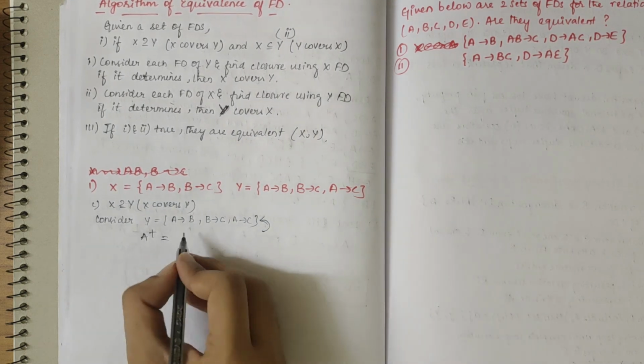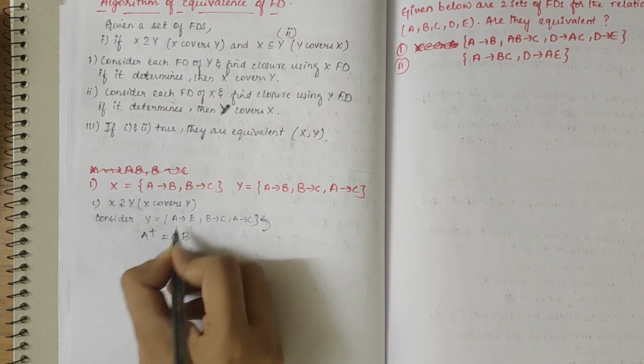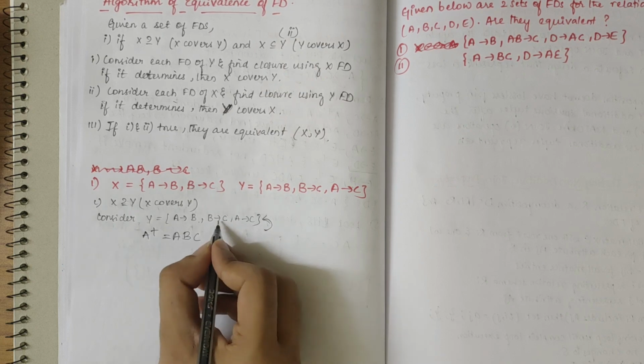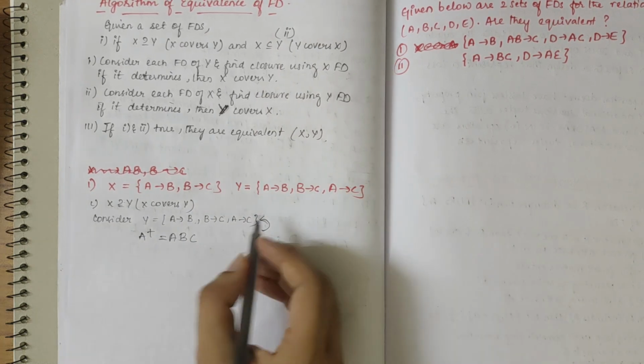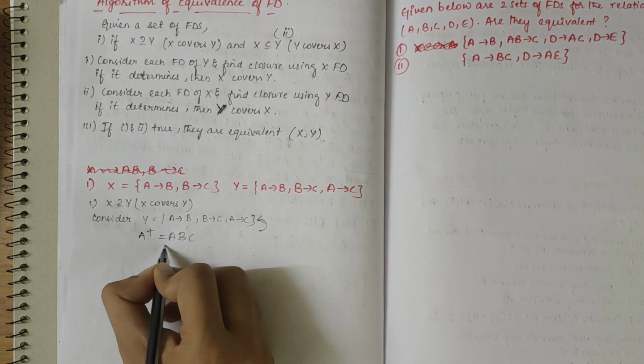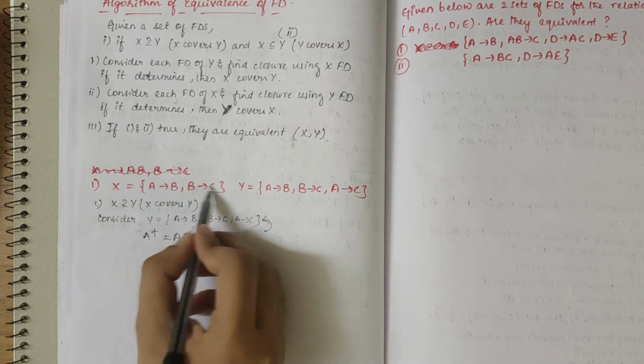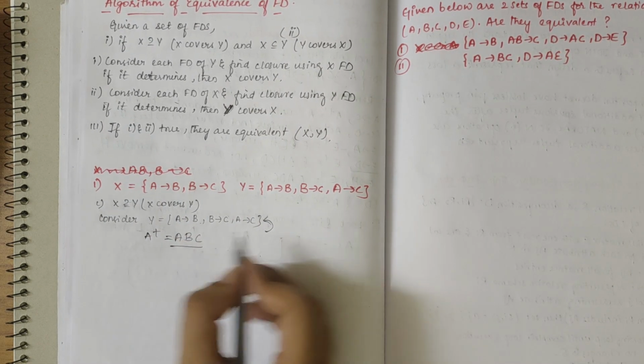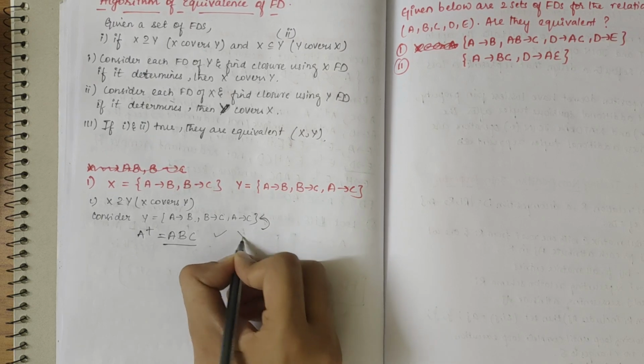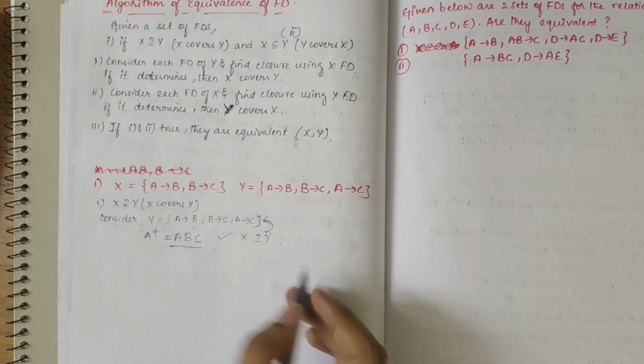Okay, so A closure here I'll get A determines B, B determines C, and C doesn't determine anything. So A, B, C. And on the RHS of Y I have B and C. B and C is obtained here. So X covers Y is true.